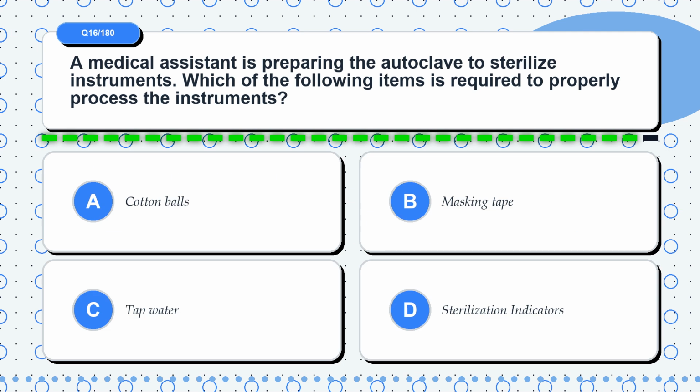Question 16. A medical assistant is preparing the autoclave to sterilize instruments. Which of the following items is required to properly process the instruments? Here are the options. Option A, cotton balls. Option B, masking tape. Option C, tap water. Option D, sterilization indicators.